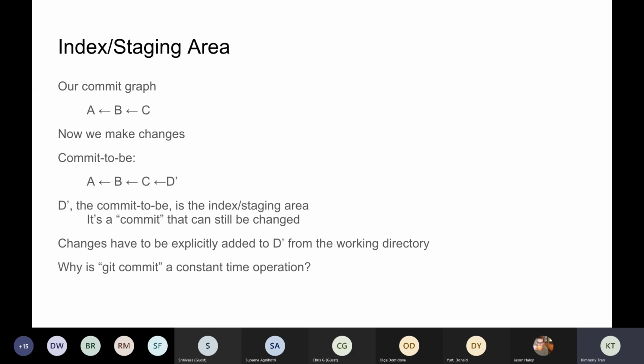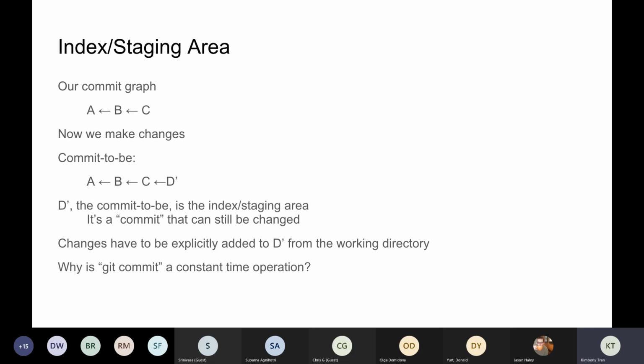Okay, so now we get to the index staging area. We have your commit graph, which is the current state, A, B, and C. Now we want to make a change to this commit graph. Anytime you want to make a change, there's going to be a commit to B. So this D prime is the commit to B. And that's exactly what the staging area is. It's the commit that Git is building as you are working with your code. It's a commit to B. And changes have to be explicitly added to D from the working directory. That's why you have the git add separation from the commit.